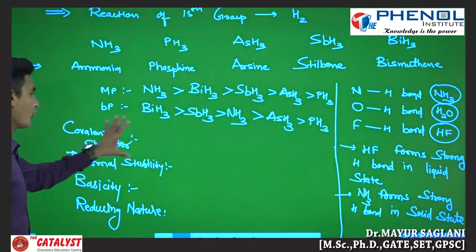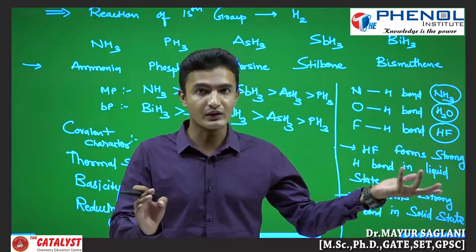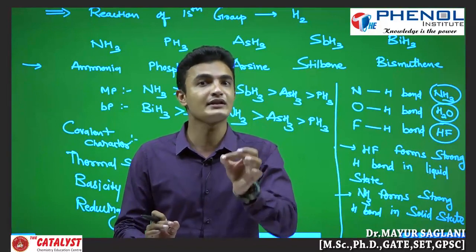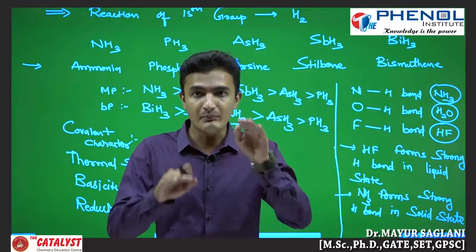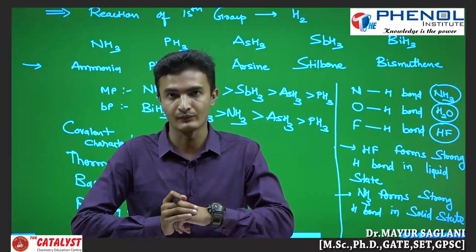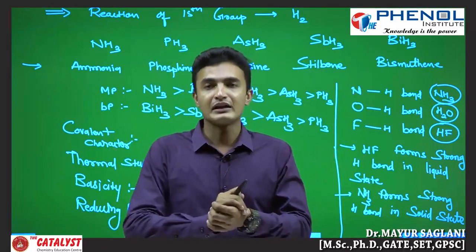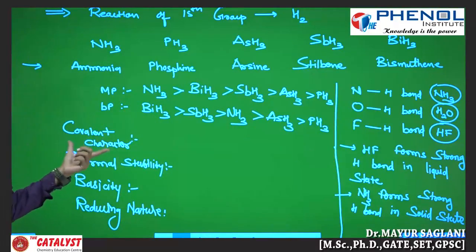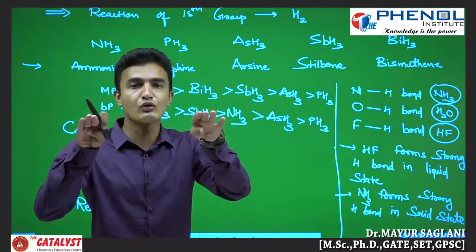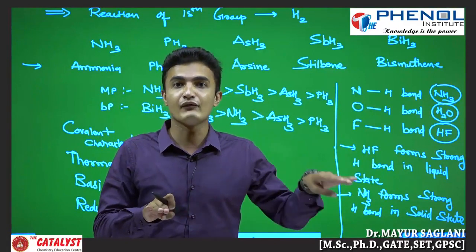If you see covalent character, metal forms ionic bond generally. Metal with the hydrogen forms ionic bond because hydrogen is a non-metal. Bismuth is a metal, so there is an ionic bond between bismuth and hydrogen. Nitrogen and hydrogen both are non-metals, and metallic character increases top to bottom. So between two non-metals there will be a pure covalent bond, and there will be an ionic bond between one metal and one non-metal.